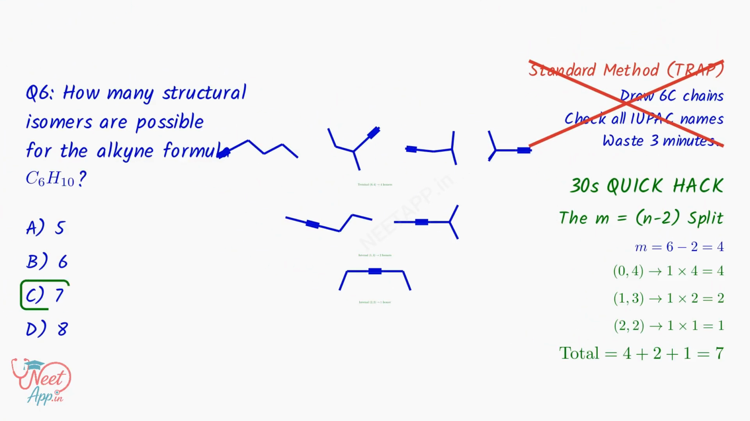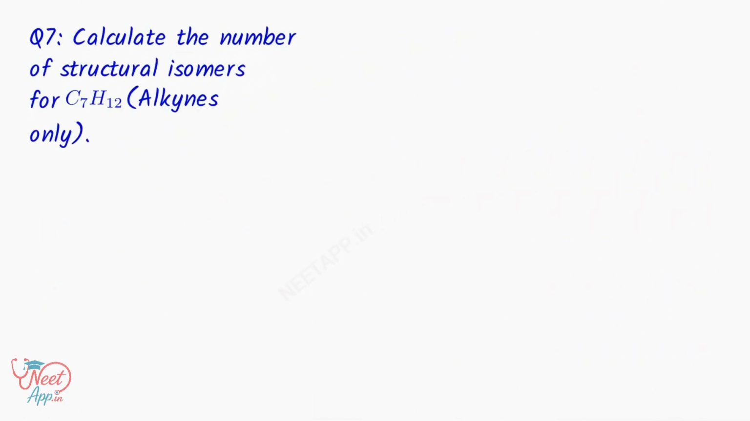Option C is your correct answer. Learn the variation, split the pairs, and save your time. Let's solve this complex question in 30 seconds. Calculate the number of structural isomers for C7H12 alkynes only.